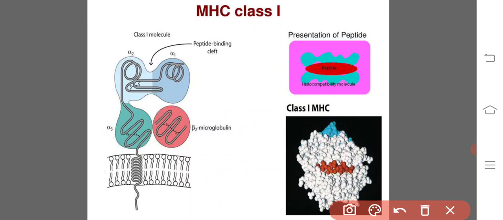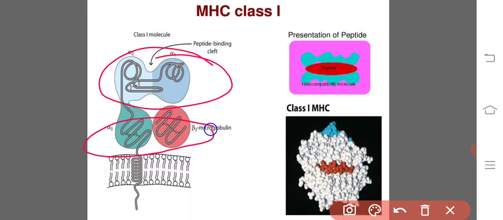and releases the extracellular portion of the molecule consisting of alpha 1, alpha 2, alpha 3 as well as the beta 2 microglobulin. Purification and crystallization of the extracellular portion reveal two pairs of interacting domains: a membrane distal pair made up of alpha 1 and alpha 2 domains, and a membrane proximal pair composed of alpha 3 and the beta 2 microglobulin domains.